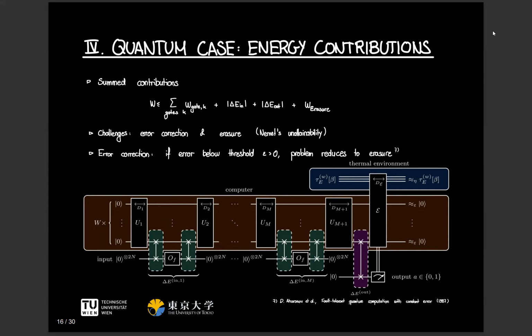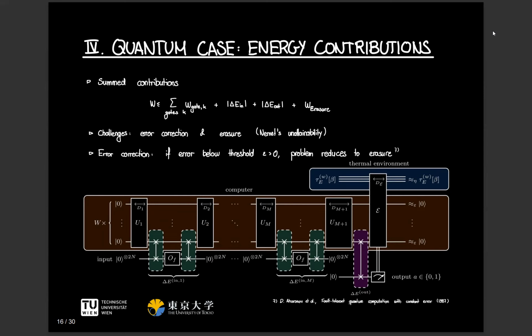Now you can sum all these contributions up. In the end, that's just the sum. We try to focus on the challenging part. So we sum the gate cost, we sum the energy exchanges with the input and the output, but this we can all bound by the size of the algorithm. So there is not really any surprise there.